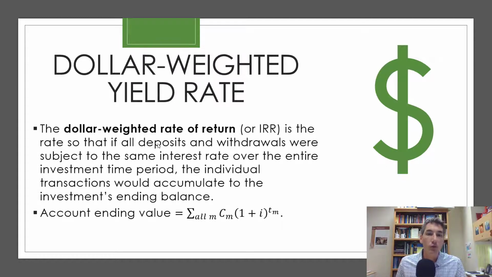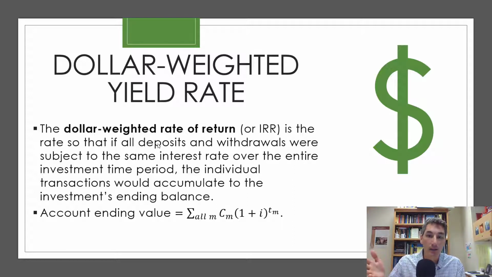And what you do is essentially you want to know, if you look at all deposits and withdrawals over a period in a portfolio, and you look at the initial balance and the end balance, right? You want to know what interest rate would take you from the initial balance to the end balance. So it's one interest rate that sort of averages it all out. Okay, so it's the interest rate that if you subjected all deposits and withdrawals to that interest rate over the time period, the individual transactions would accumulate to that.